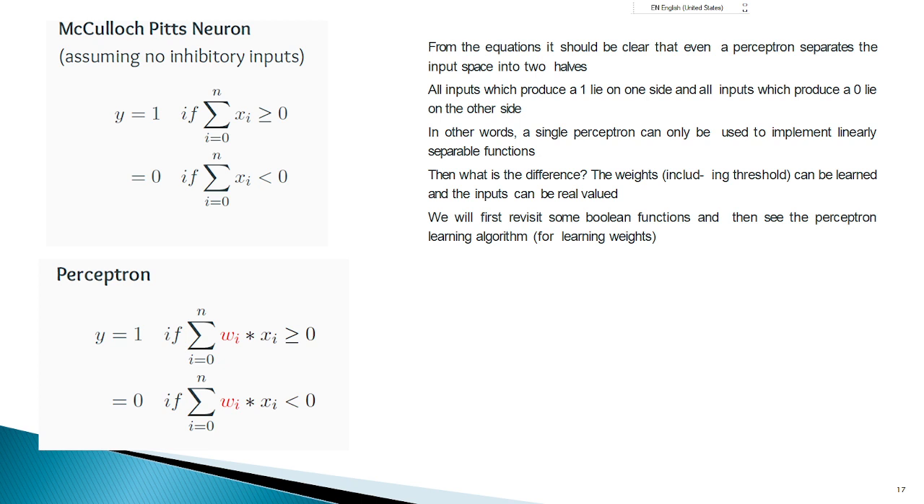Then what is the weights? The weights can be learned. The difference is the weights, and the weights can be learned as well. Inputs can be real values. We will revisit some Boolean functions and then see perceptron learning algorithms for learning weights.